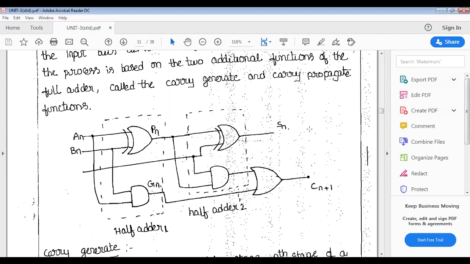Hope everybody can see the screen I shared. Half adder one and half adder two. In half adder one, you can see there are two inputs, AN and BN. The exclusive OR gate output of the first half adder is PN, and the AND gate output is GN.